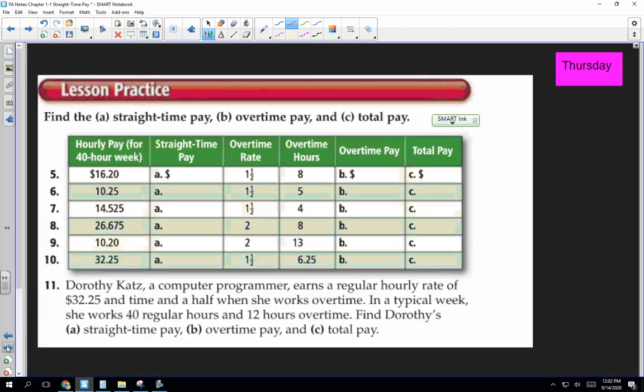All righty. You guys are now going to go off and work on this lesson practice. So complete numbers 5 through 11. Make sure that you show your work. Give me the multiplying if you're multiplying and the adding if you're adding.